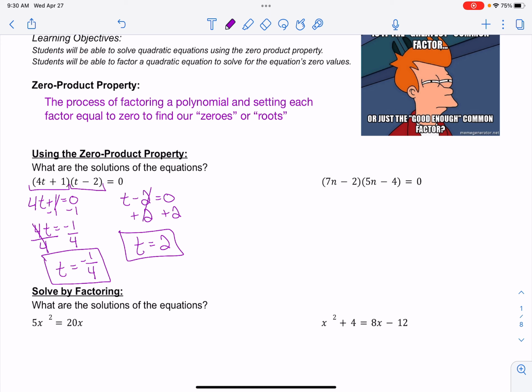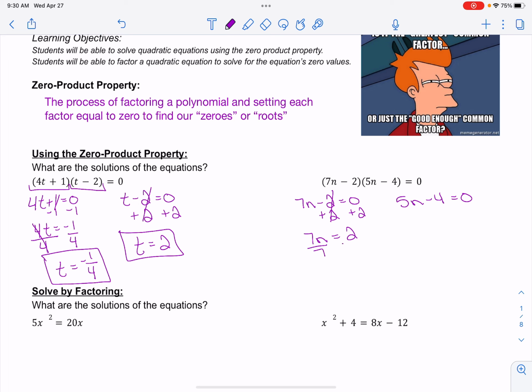So again, in the second example, already in fully factored form, so that means we just have to set each of those pieces equal to 0. So we have 7n minus 2 equals 0 and 5n minus 4 equals 0. In this first equation, we are going to add 2 to both sides. So we have 7n equals 2.